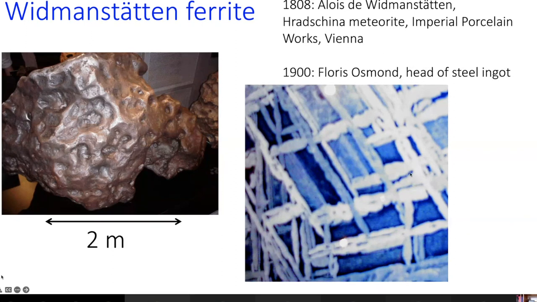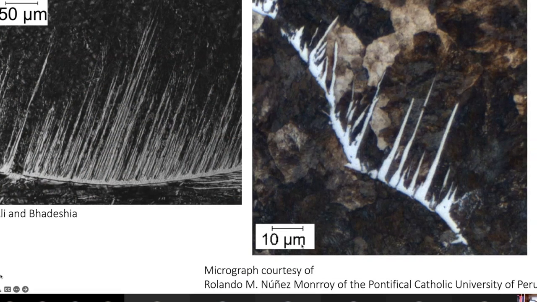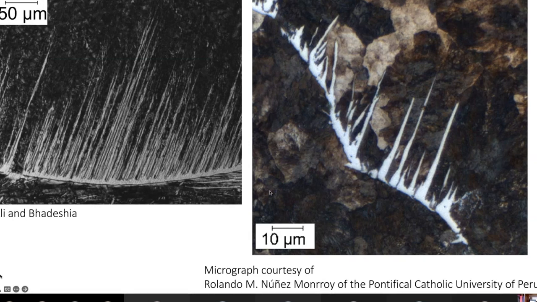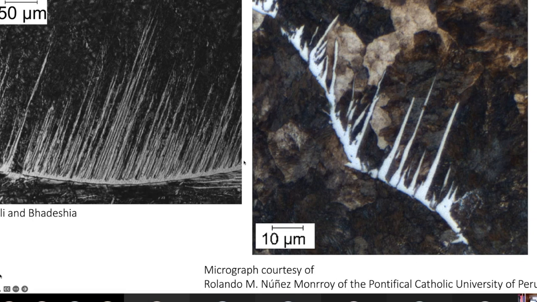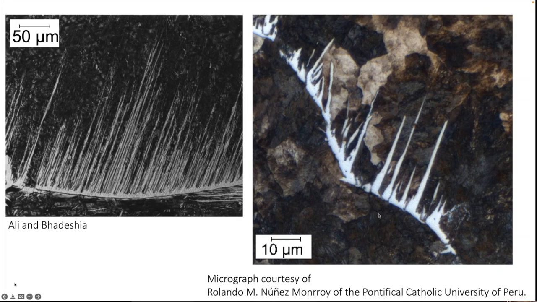And there's a very big difference between these plates and the sort of Widmanstätten ferrite that we see in steels. I mean, these are very, very small scales, both optical micrographs. We see parallel formations of plates coming from a thin layer of ferrite at the austenite grain boundary. And here's another picture, which was kindly given to me by Ronaldo at the Pontifical Catholic University of Peru when I visited Peru. The important point I want you to note here is that these plates are all in the same crystallographic orientation in space because they've come from the same segment of the austenite grain boundary. So here, all these are in the same crystallographic orientation in space.